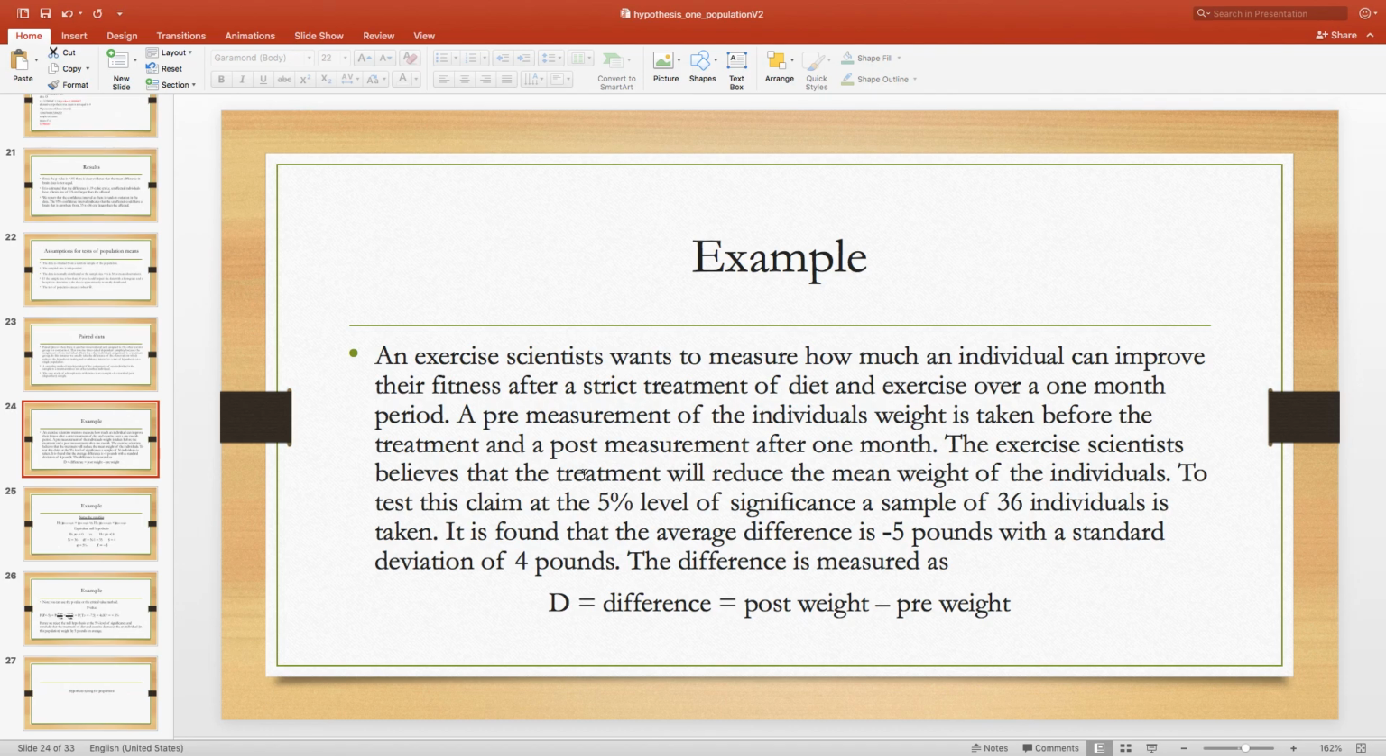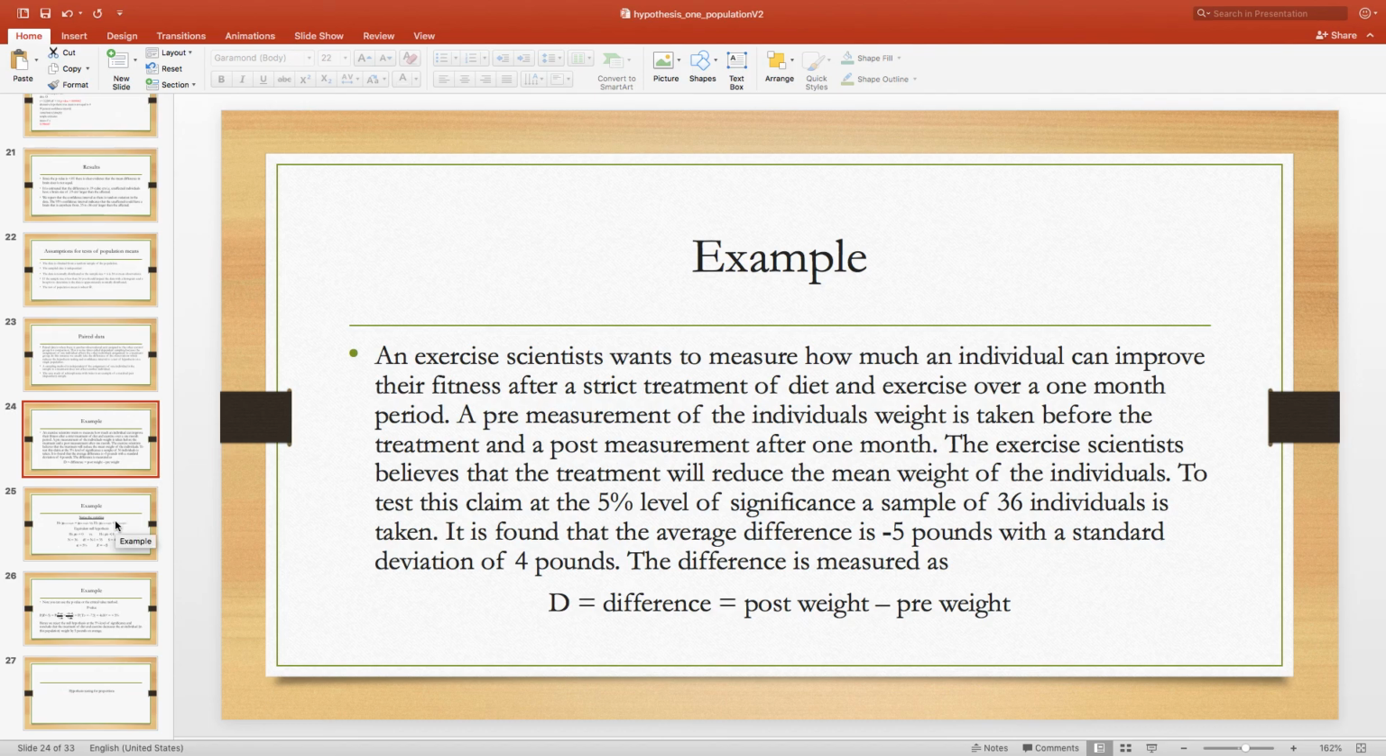So let's test this claim at the 5% level of significance. A sample of 36 individuals is taken, and it's found that the average difference is -5 pounds, or they lose 5 pounds. The standard deviation is 4 pounds. Okay. So for everyone, we have a natural comparison. That is their pre-weight to their post-weight. And so we're going to do a hypothesis test on the mean difference. Okay. So there's a natural pairing pre to post, and the treatment is diet and exercise over time.